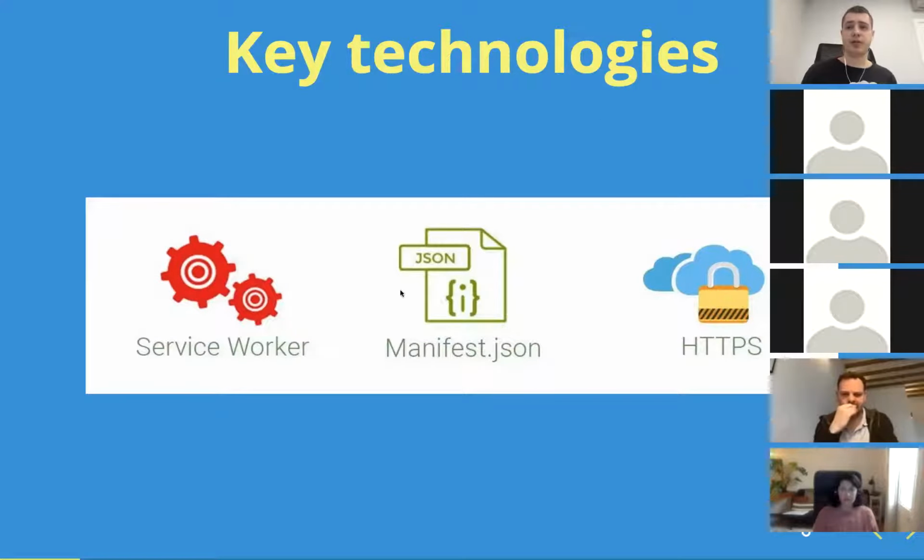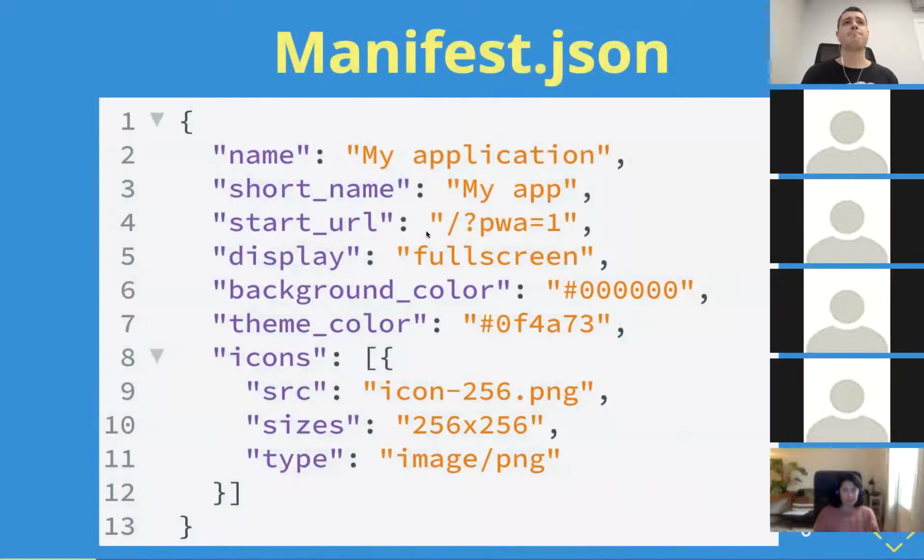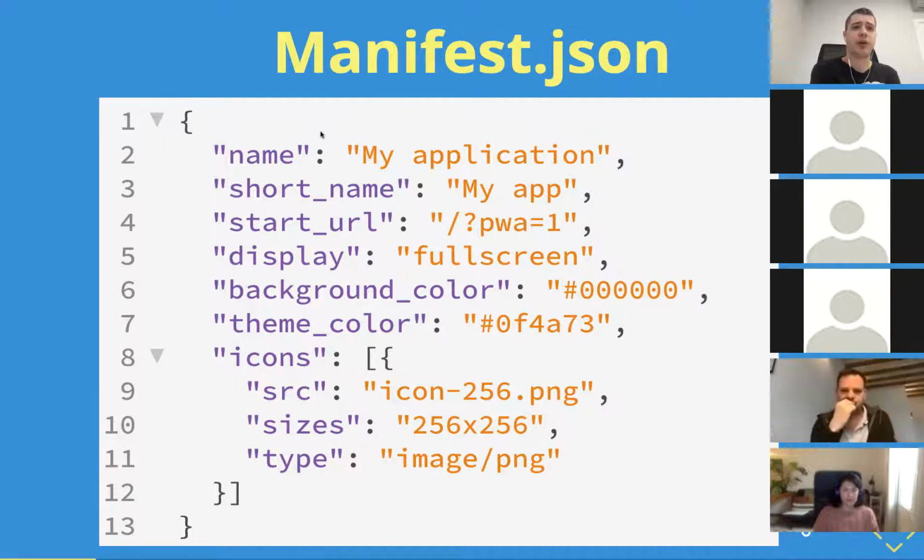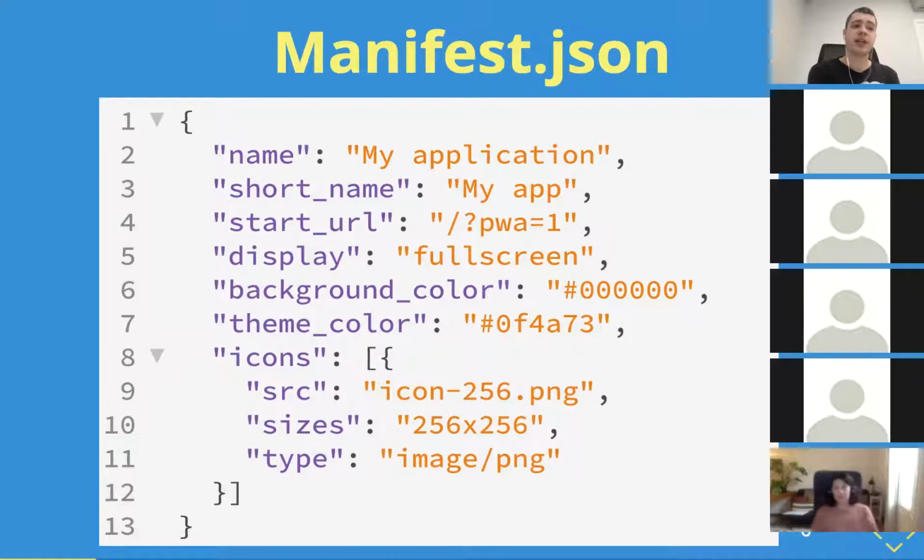Speaking about the 2 other technologies, manifest.json and service worker, they're a bit more interesting than HTTPS. Let me walk you through each of those. Manifest.json is a simple file which represents the configuration of the website, and it lets developers configure how an application will be saved on a device and opened from this device.